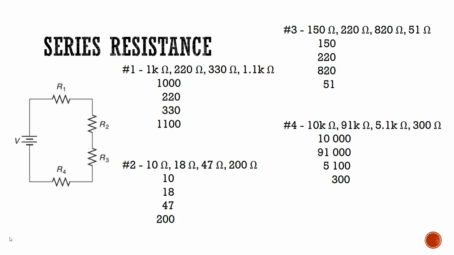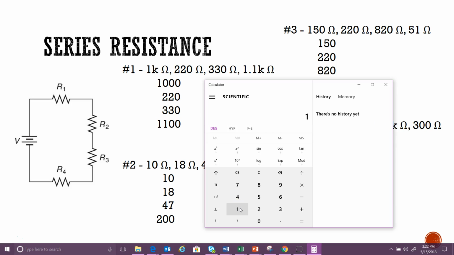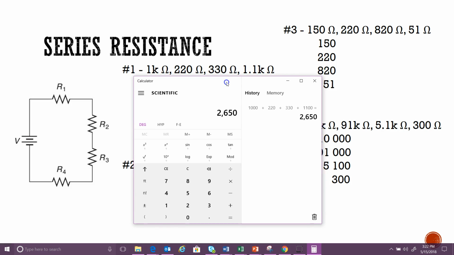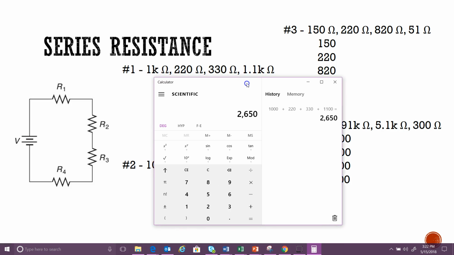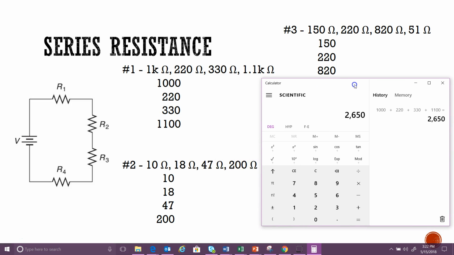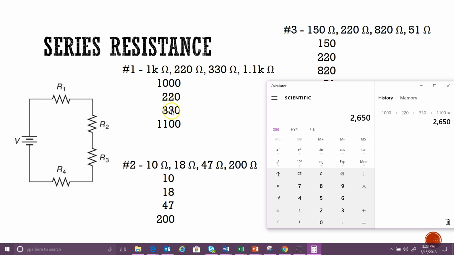Now let's look at calculating series resistance. In our first example, we have 1K, 1 EXP3, and using the calculator is the best way to do this, plus 220, plus 330, plus 1.1 EE3, and we get 2650. When the units vary like that, some have K's and some don't, it's best to enter them in the calculator unless you know how to line them up perfectly.